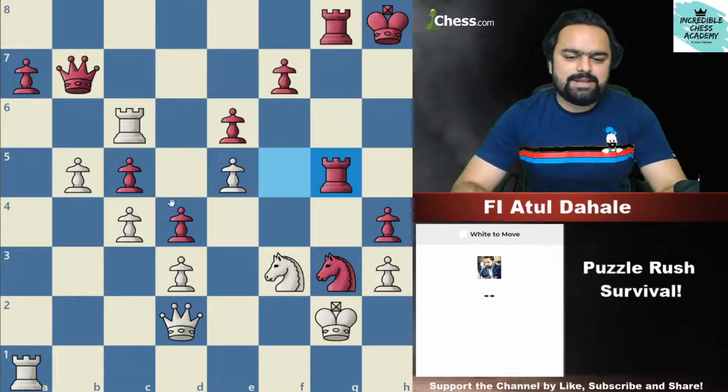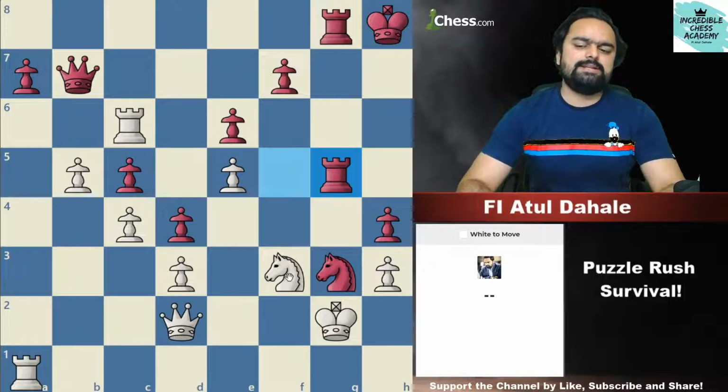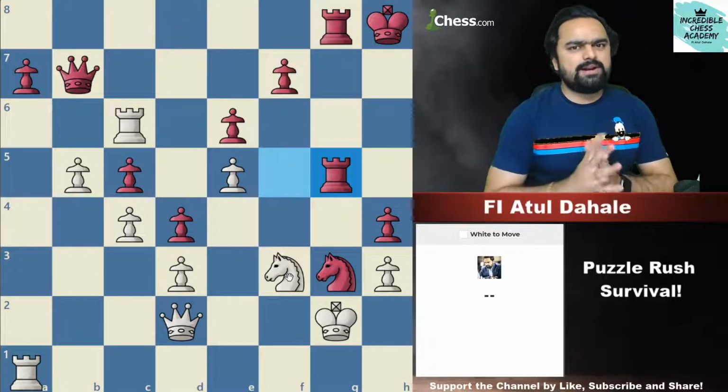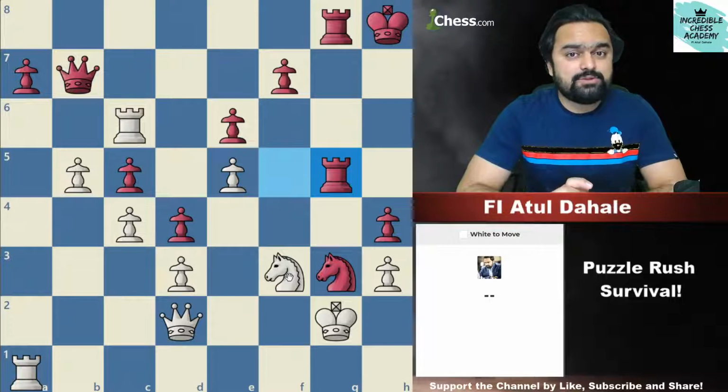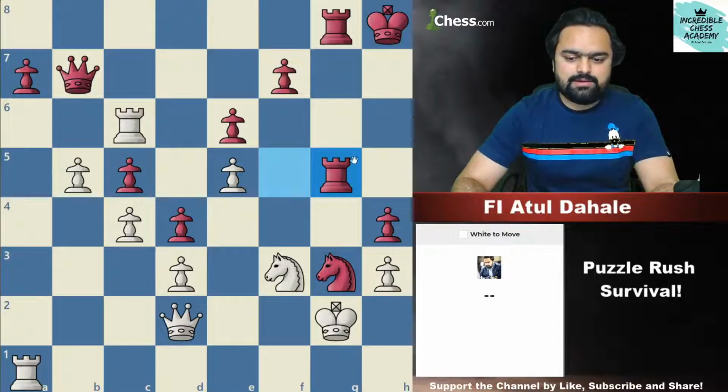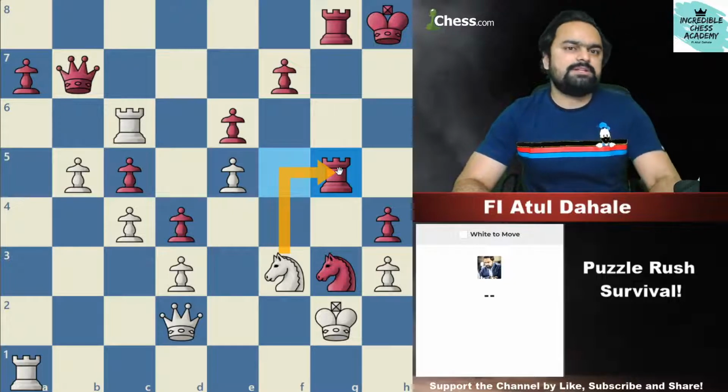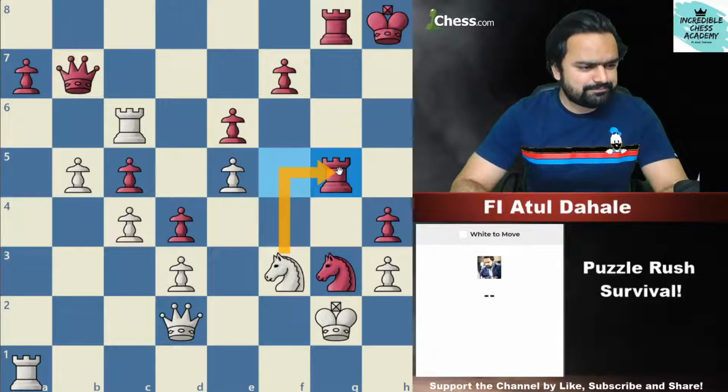So here white to play is there. I think in solving tactics we should always pay attention to one thing, that is check, capture and threat. And here obviously white can capture over here, this knight can capture over here. That is the best thing for the knight which we can do, guys.